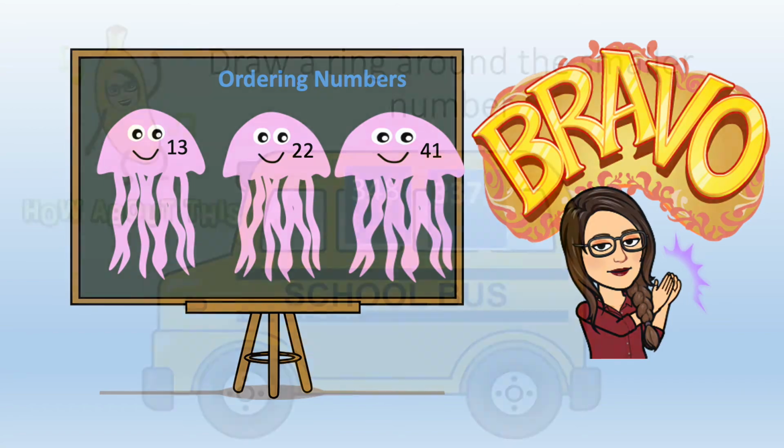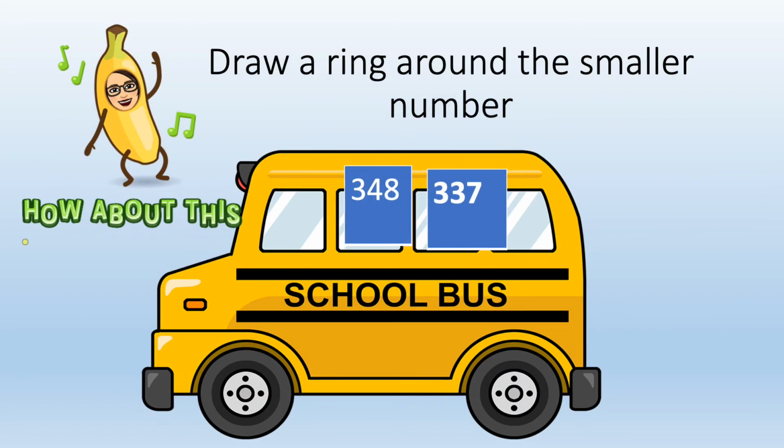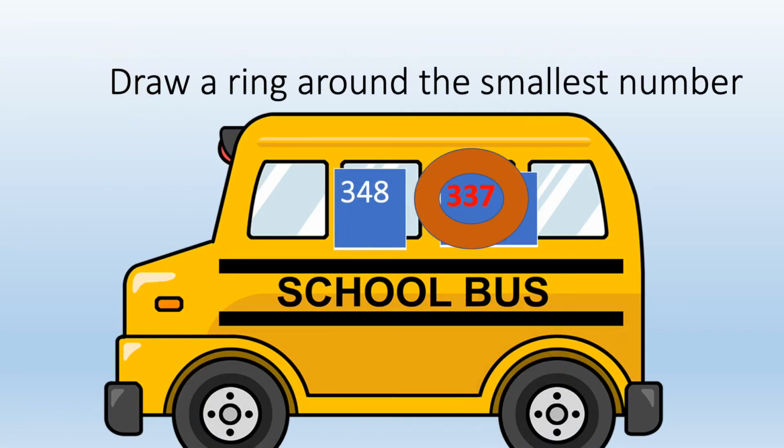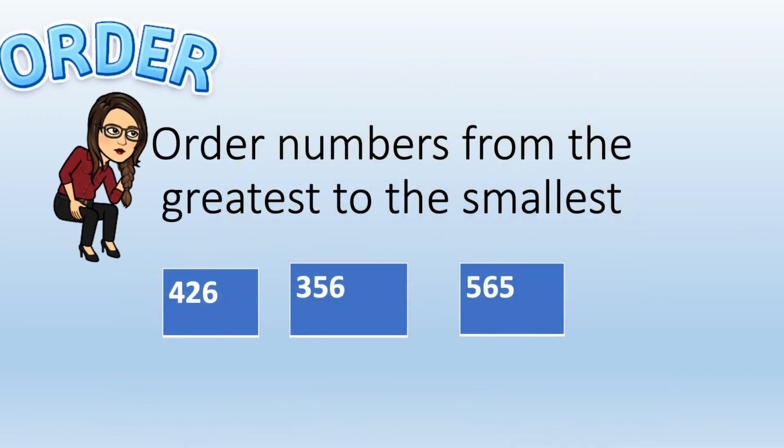Well done. Draw a ring around the smaller number. Can you guess which is the smallest number out of these two? Well done. It's 337. I want you to order the numbers from the greatest to the smallest.